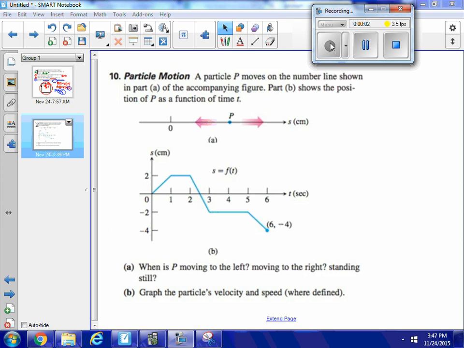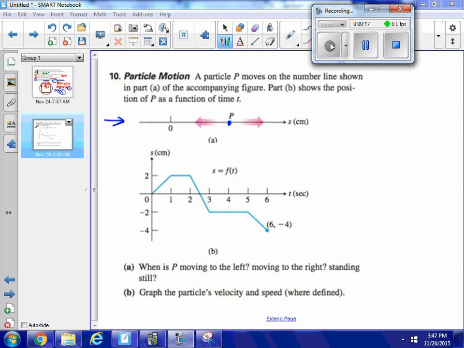This is a particle motion problem. And I have two graphs going on here. One is this graph here, which is the motion of a particle, that's a blue dot, and it's moving back and forth along this line, which is measured in centimeters.